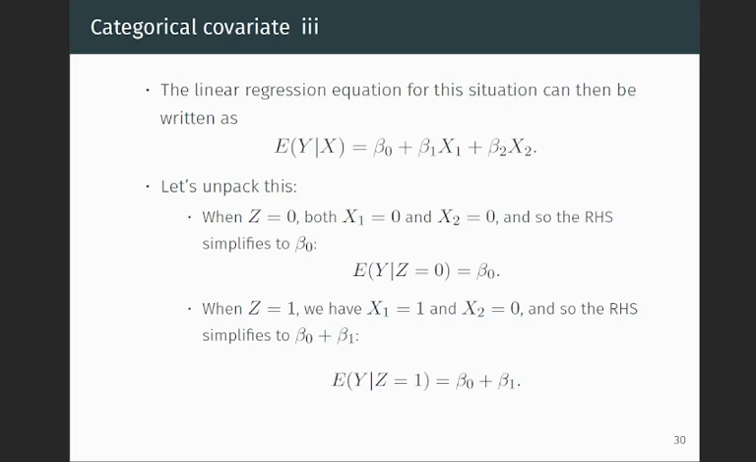Okay, so the expected value of y when z is equal to 0 is equal to beta 0. And now let's plug in z is equal to 1. Remember that we get x1 is equal to 1 and x2 is equal to 0. So the right-hand side simplifies to beta 0 plus beta 1. Now you can start to see why we wrote it this way. Beta 1 now corresponds to the difference in expected value between z is equal to 1 and z is equal to 0. So it's still measuring a difference in means.